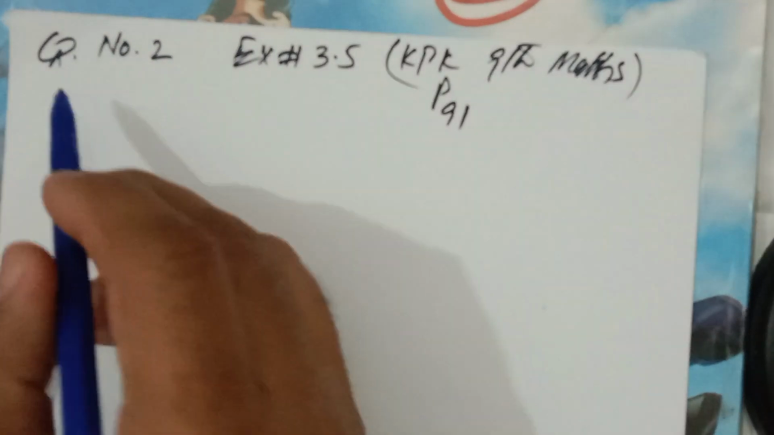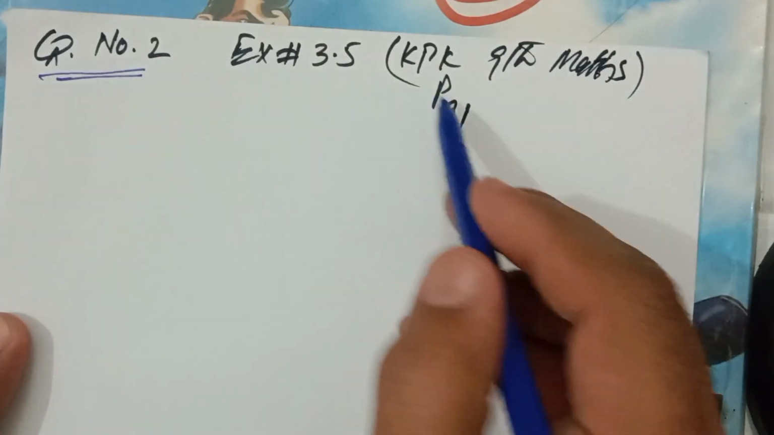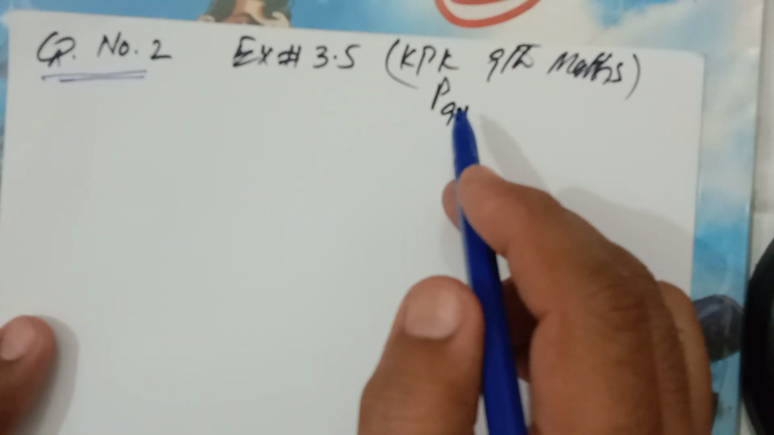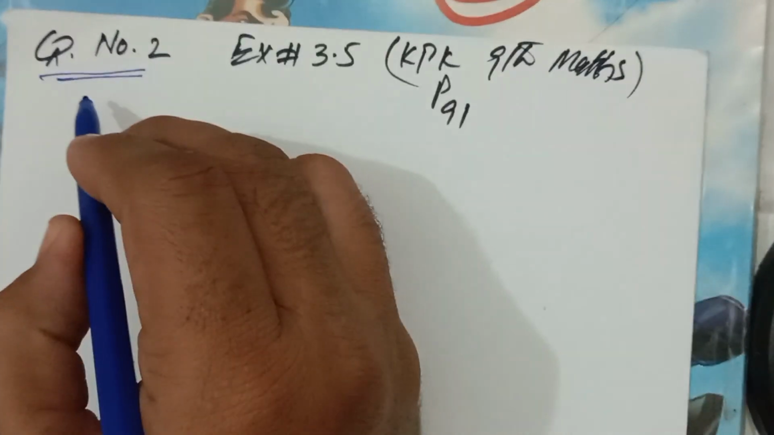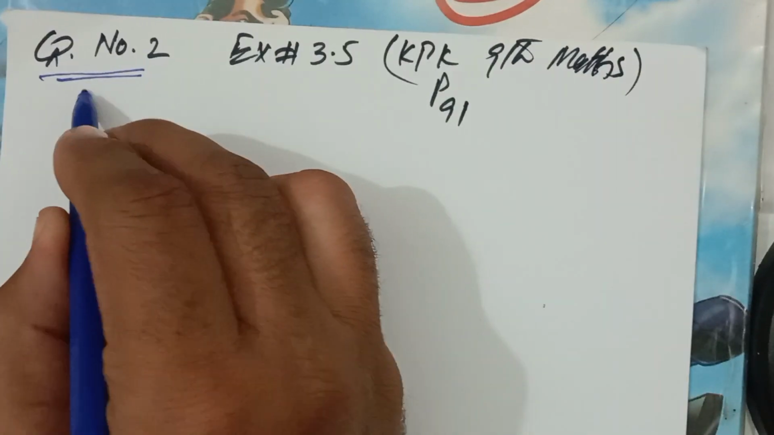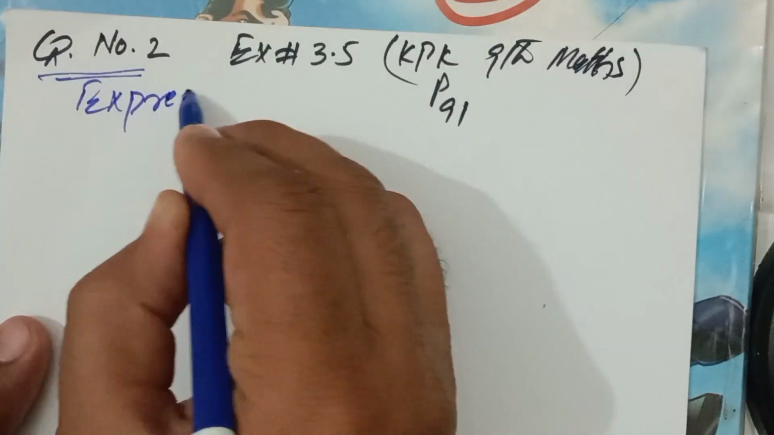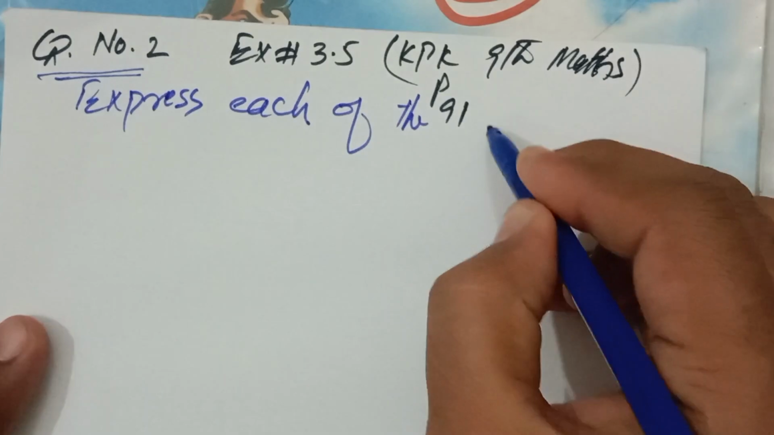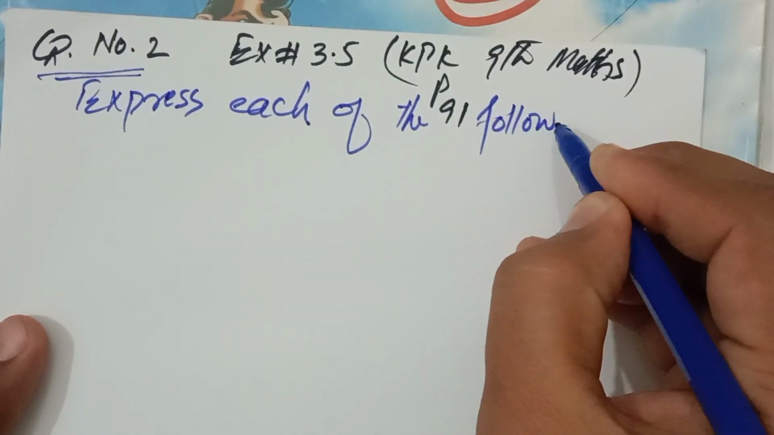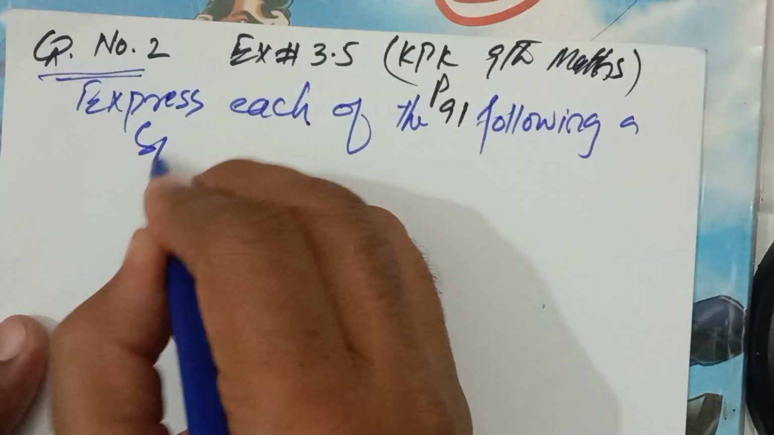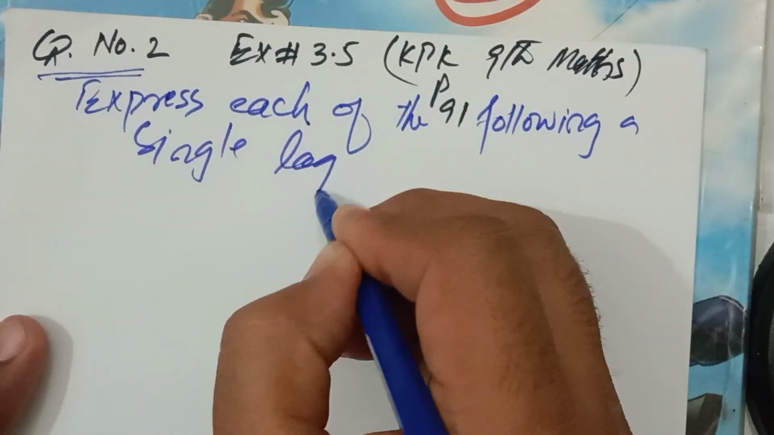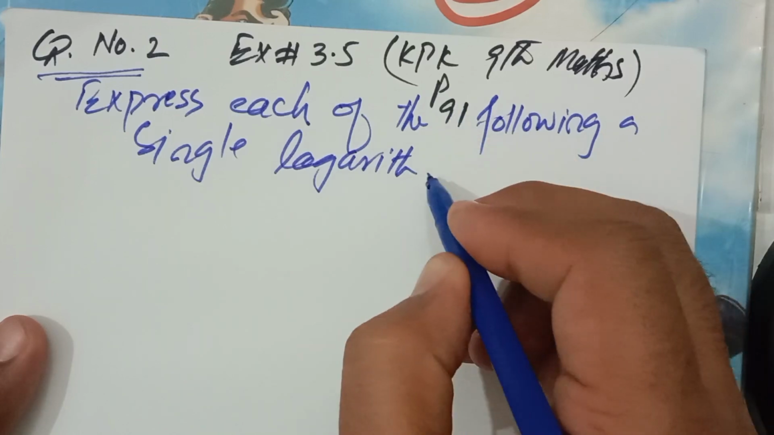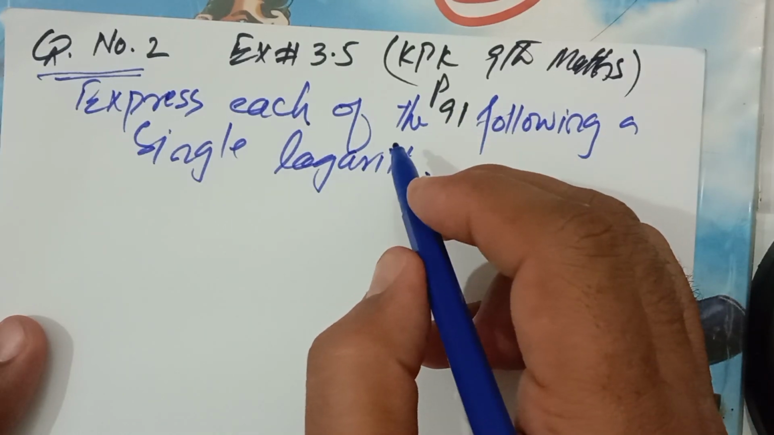Bismillah ir-Rahman ir-Rahim. I have question number 2, Exercise 3.5, KPK 9th Mathematics, page 91, and we have to solve it. First, let me write the statement of the question: express each of the following as a single logarithm. It means here we will have to solve the questions through logarithmic properties.